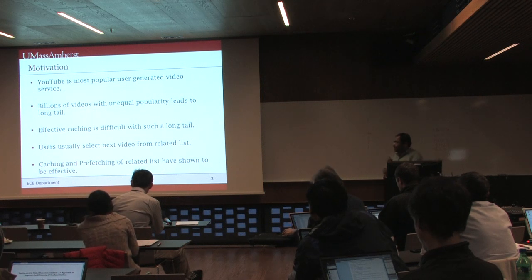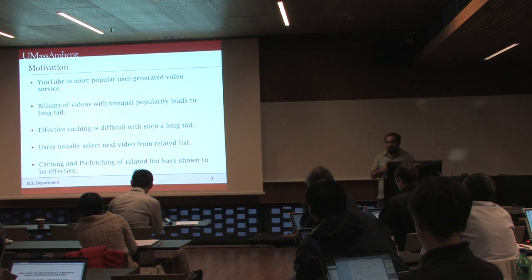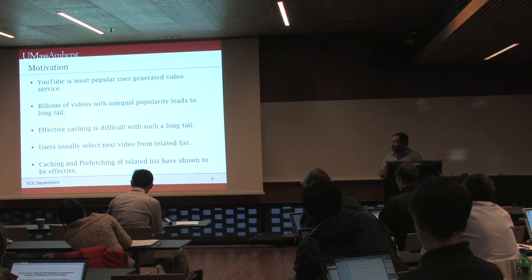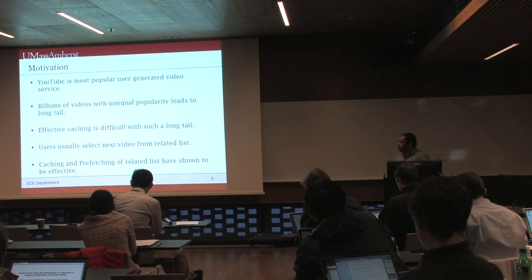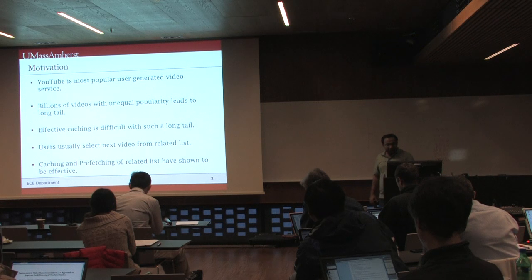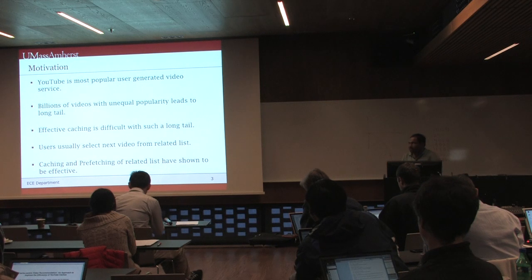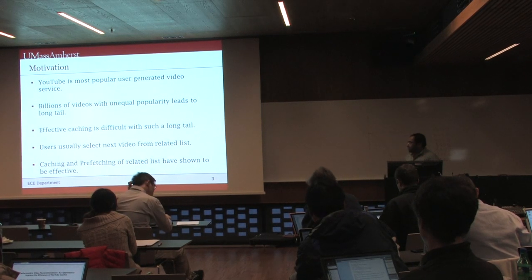And effective caching is actually difficult in YouTube because of its long tail, and because YouTube follows a Zipf distribution where only a few videos are highly popular and can be found in all the caches. And many of them probably get less than 100,000 or less than 1,000 views sometimes. So it's different from other internet video services like Netflix or Hulu, because they are professionally produced content and they know when they're going to produce new content on their website. So effective caching in those video services is pretty easy.